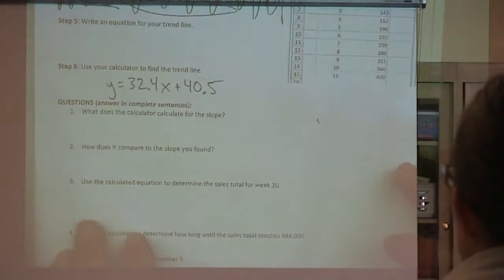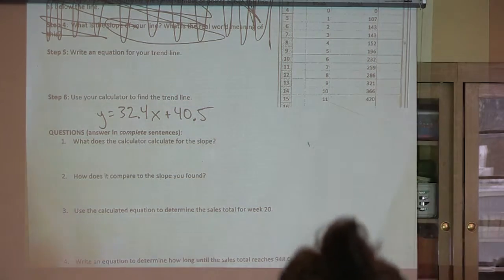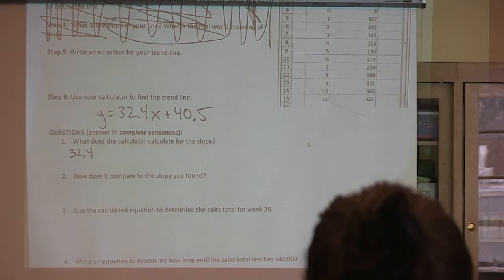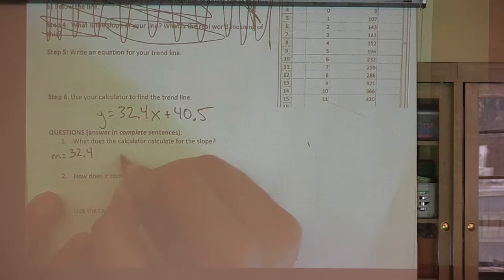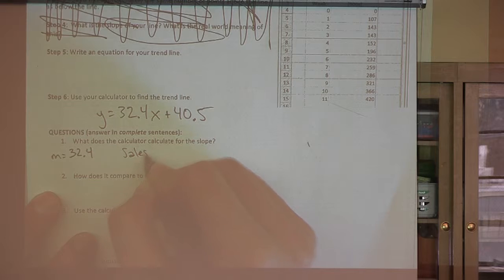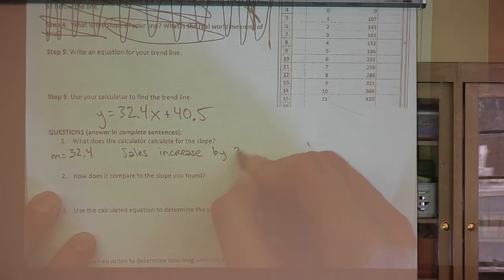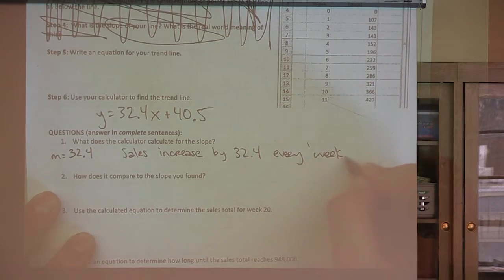So here are the types of questions I'm going to be asking. 1. What does the calculator give you for the slope? 32.4. Okay, Kalanji, you said this best. What does that mean, Kalanji? 32.4 every 1 week. I'm going to use the word increase, even though you said go up, but I like it. Sales increase by 32.4 every week.